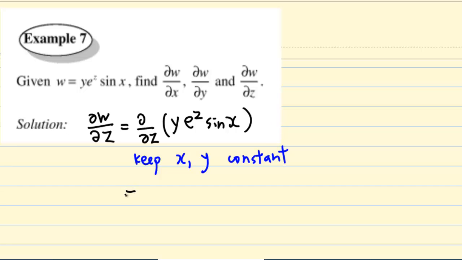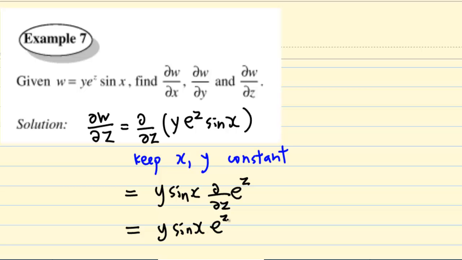So, y times sine x is a constant factor, and you differentiate e power z with respect to z. But differentiation of e power z with respect to z is e power z. So the final answer is y times sine x times e power z.